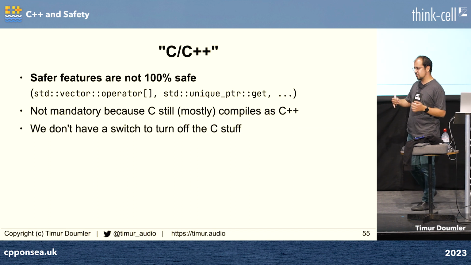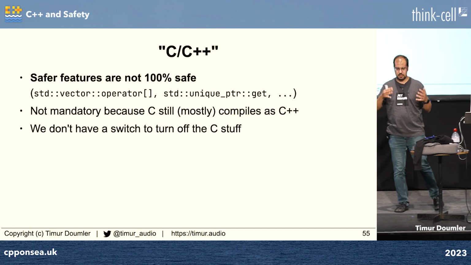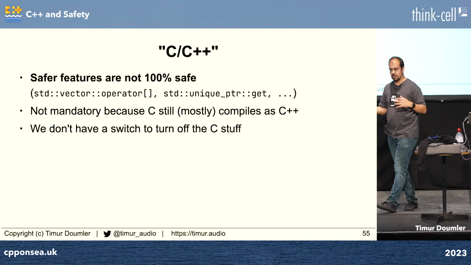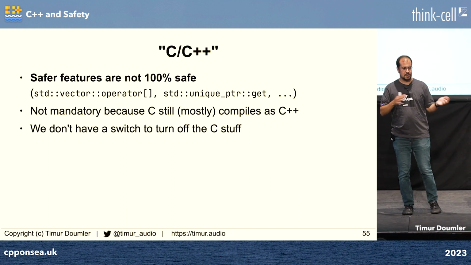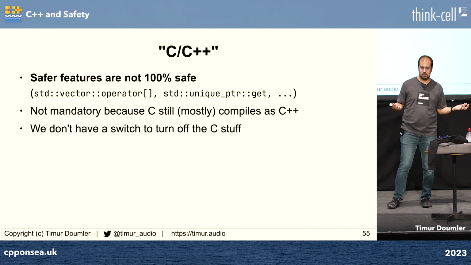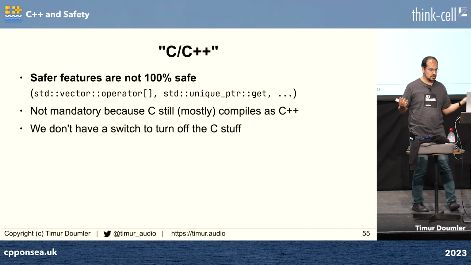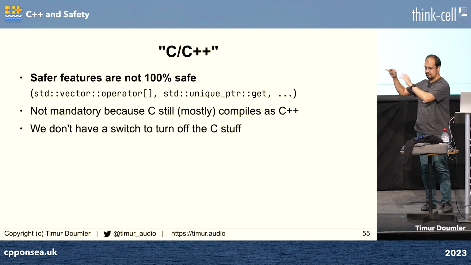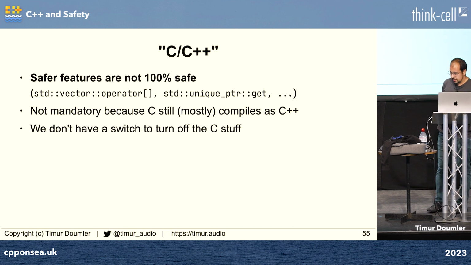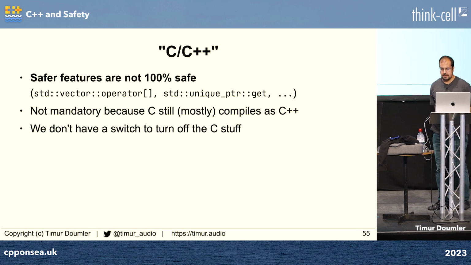Because C still mostly compiles with the C++ compiler. So all the old stuff still works, all the unsafe old stuff. And we don't have a switch to turn it off. It's been attempted to do something like this with epochs, which didn't really fly. We don't know right now how to have a switch that turns off all the raw pointer C stuff. But then even the safe features are not 100% safe, right? As I said, we have the subscript operator and stuff like that.